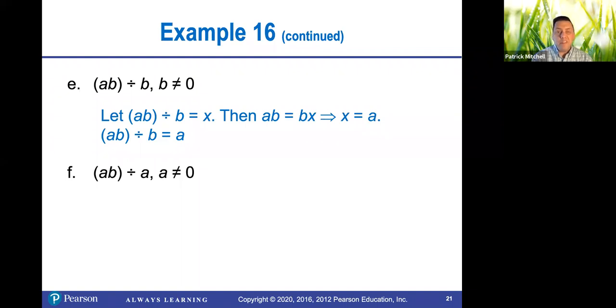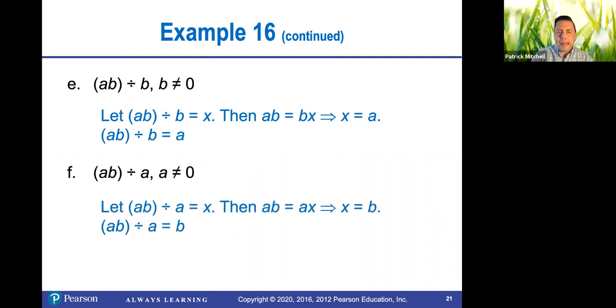Very similar, almost the exact same problem actually. AB divided by A is going to be B, as long as A is not 0. Remember, division by 0 is undefined.